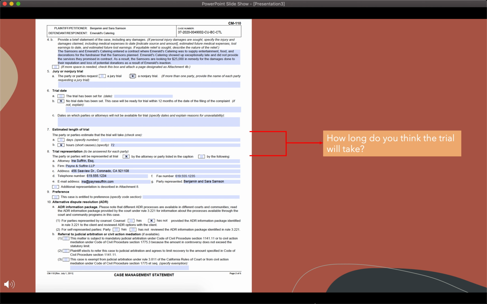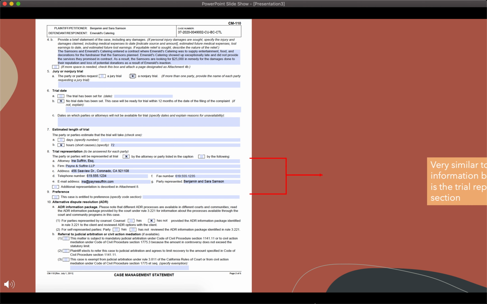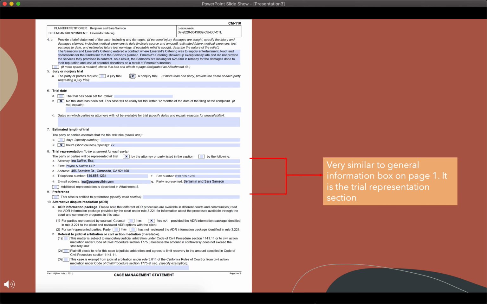In our case, I put box B in hours and stated that it would take 72 hours to reach an agreement. We then have number 8. This section is about trial representation. You would check the box applicable and then fill in the information below.